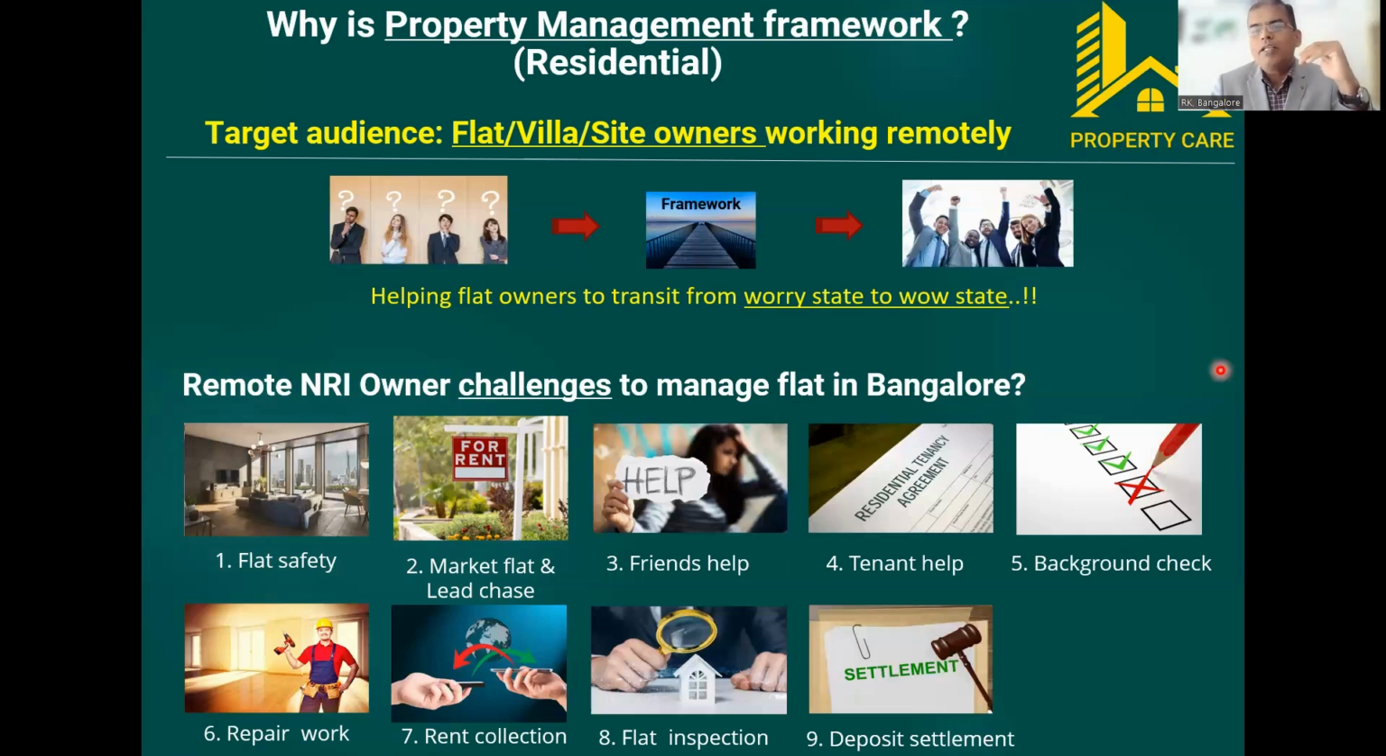Next is the deposit settlement. So now the tenant moved in and stayed 2 years, and after 2 years he is moving out of the flat. So we have to do a move-out inspection and make sure that everything we have given is there in the flat. In case it is not there, what is the problem, where is it, or is it a tenant fault or certain natural wear and tear? So where is the issue? That we have to identify and try to solve.